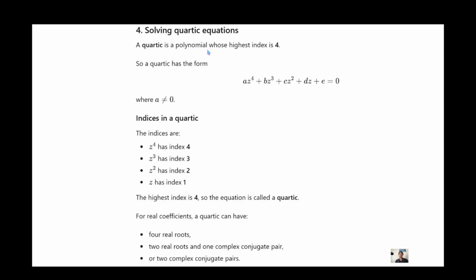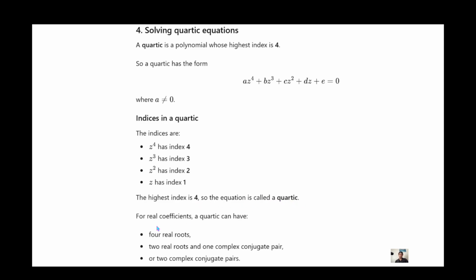A quartic is a polynomial whose highest index is 4. So a quartic has the form az to the power 4 plus bz to the power 3 plus cz to the power 2 plus dz plus e is equal to 0, where once again a is not equal to 0. Indices in a quartic: z to the power 4 has index 4, z to the power 3 has index 3, z to the power 2 has index 2, and z to the power 1 has index 1. The highest index is 4, so the equation is called a quartic.